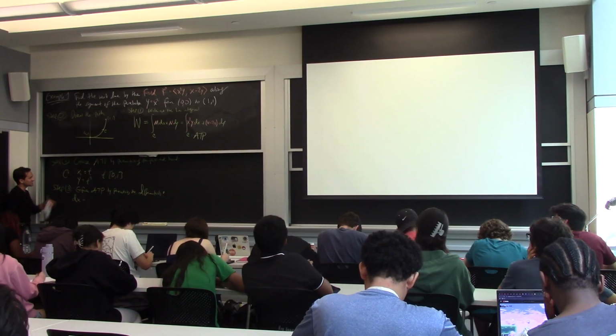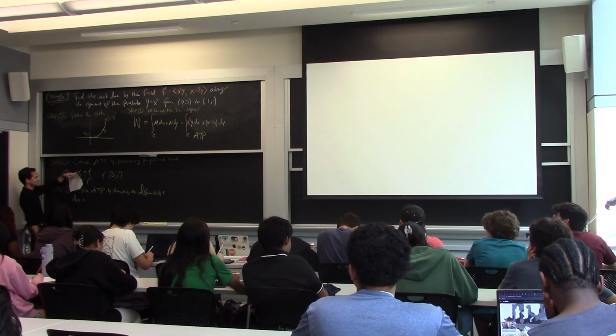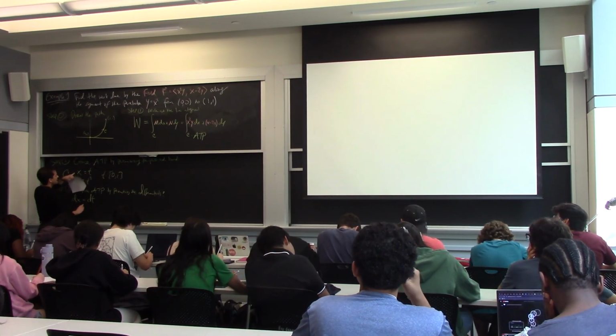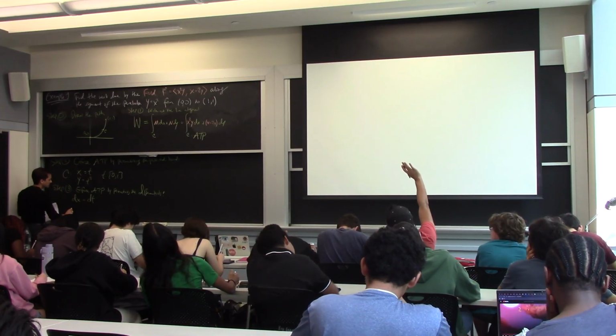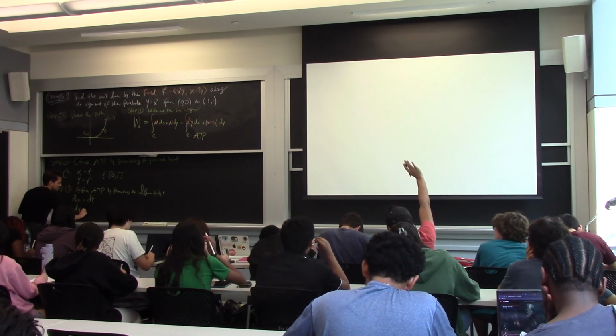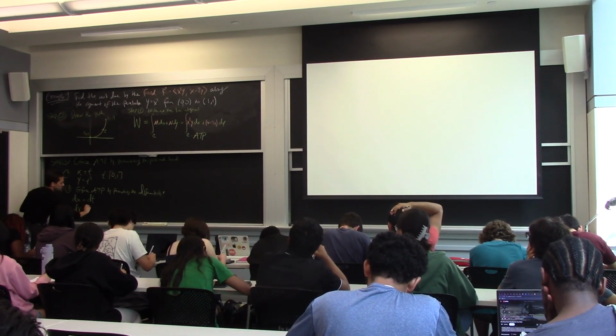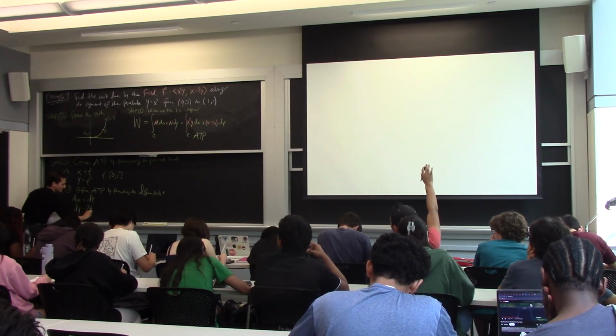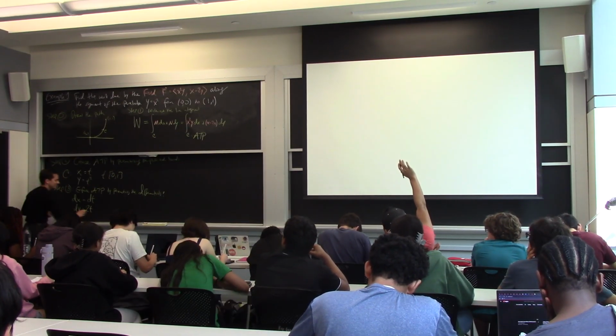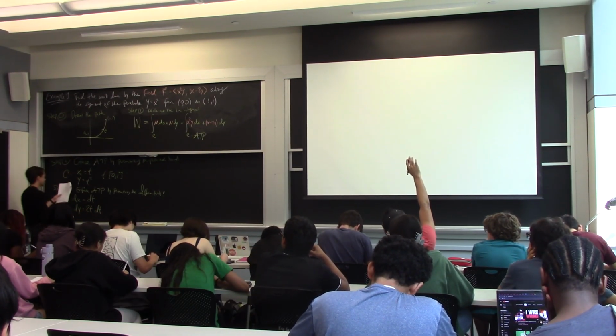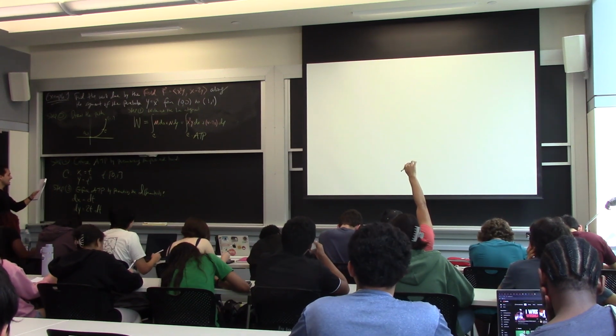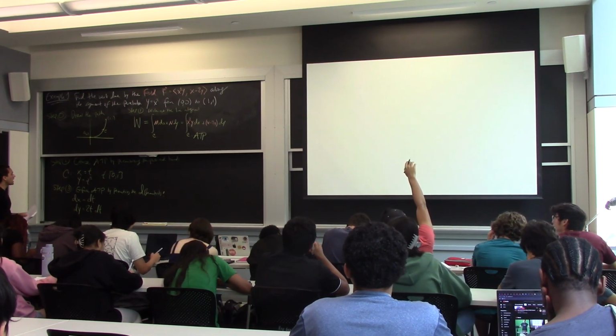If x is equal to t, what is dx? 1 dt. If y is equal to x squared, what is dy in terms of dt? 2t. What am I missing? dt. Well done. Okay. Where else do we need to?